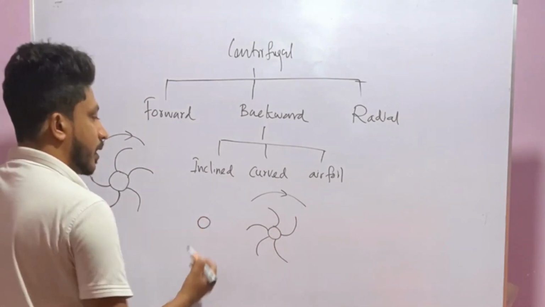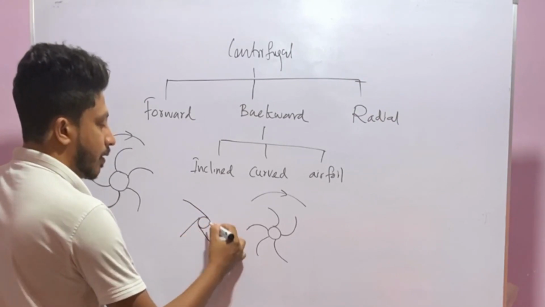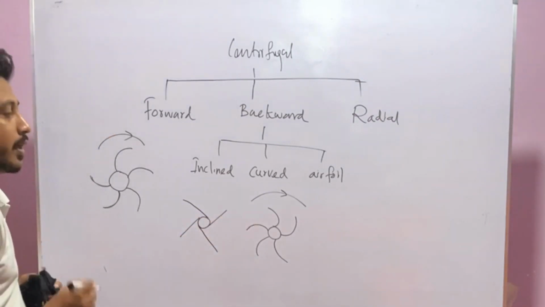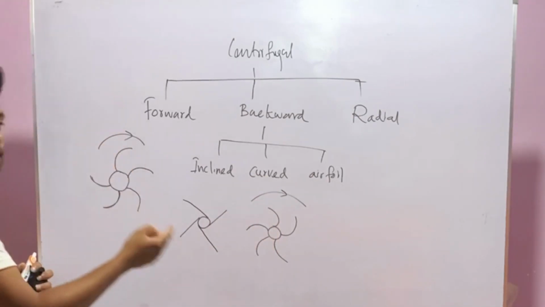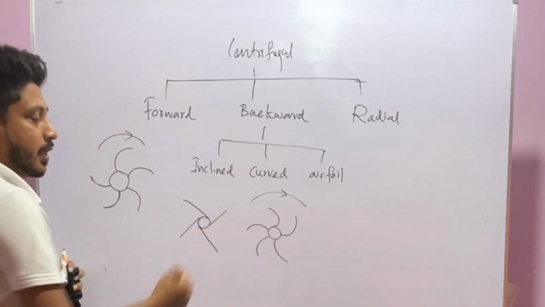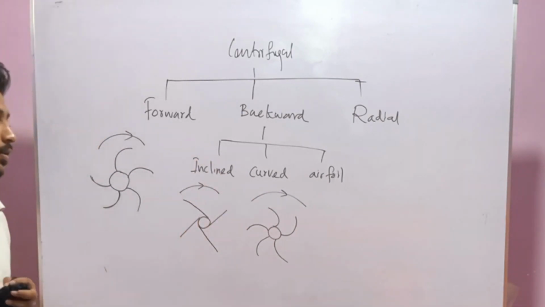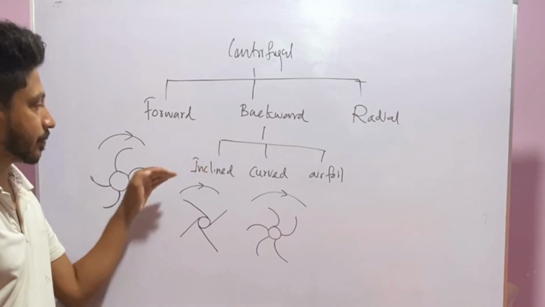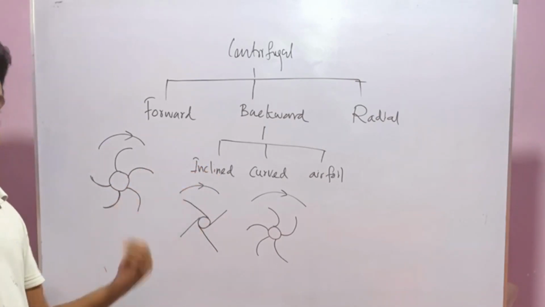Incline, same, bent towards the opposite side. But the thing is, they do not have a curvature like this. Here they have a curvature, here they have a curvature, but there is no curvature here. The rotational direction is like this, and they are bent towards this side.